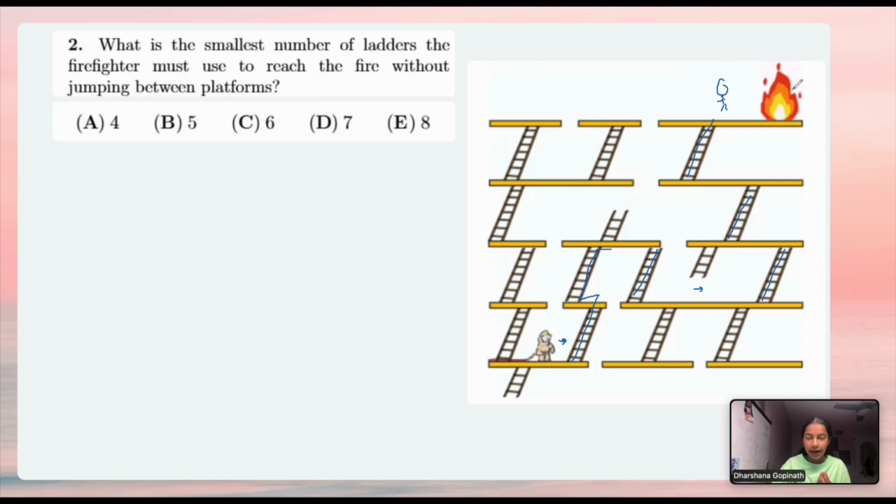And again, since they're asking for the smallest number, we don't need to test 7 and 8 because we already know that 6 works. So the answer to number 2 is option C, 6 ladders.